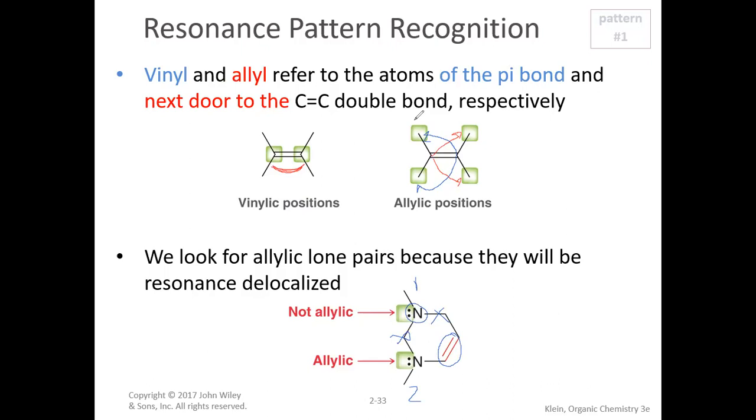Again, this is just practice. You can see that we have a lone pair, and then we have a pi bond. That nitrogen is allylic to that double bond. All right, it is adjacent to it. That is allylic. So the nitrogen on top is not allylic because it's not right there. All right, this will make more sense as you practice it. Okay.